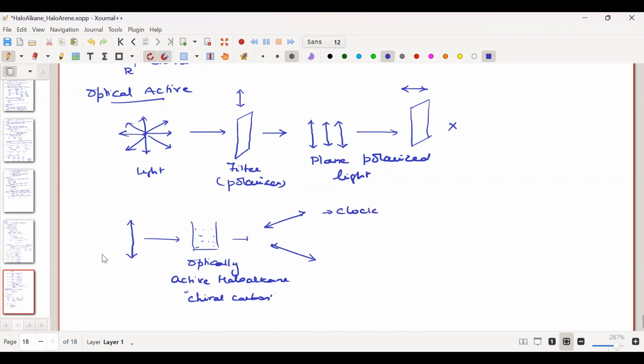இது clockwise rotate ஆயிருக்கா இந்த லைட்? Yes. இப்படி rotate ஆயிடுச்சு இல்லையா? Anti-clockwise என்ன இப்படி போயிடுச்சு. So this is clockwise, this is anti-clockwise. Okay. So when you have a clockwise rotation, நம்ம அதை என்ன சொல்லுவோம்? It is known as dextro rotatory.